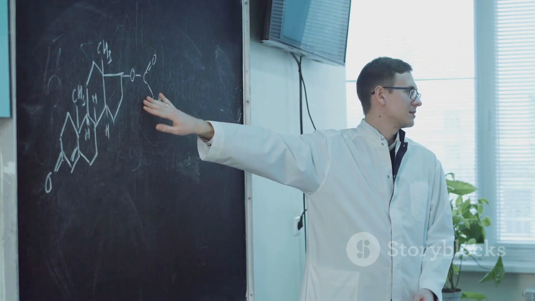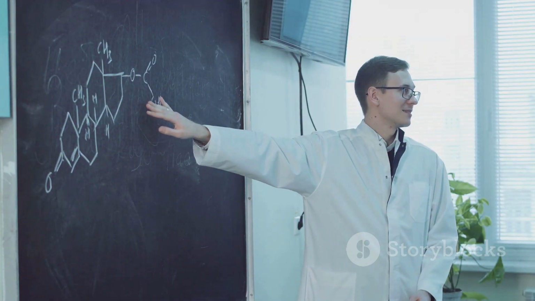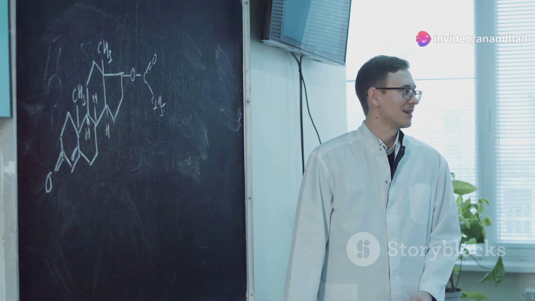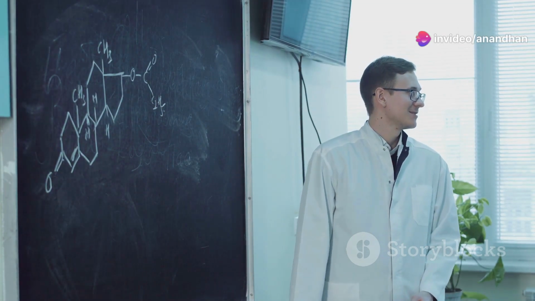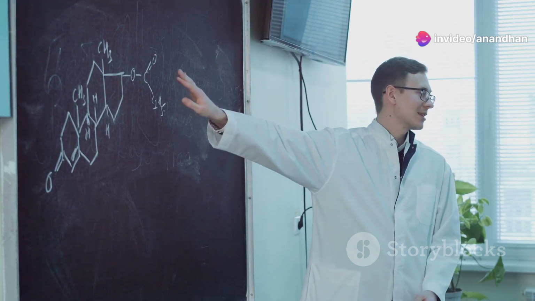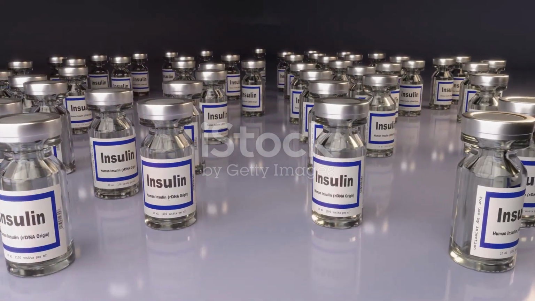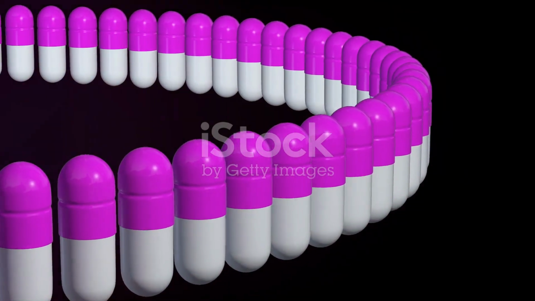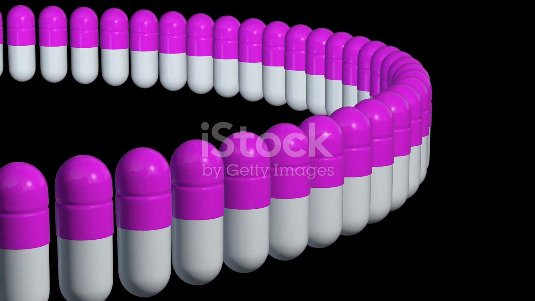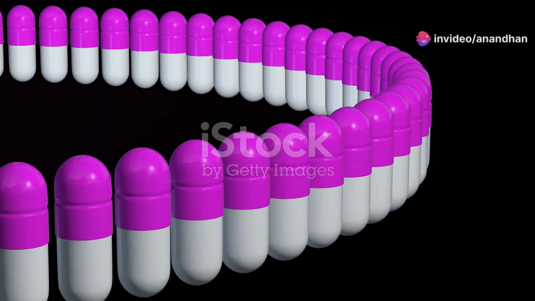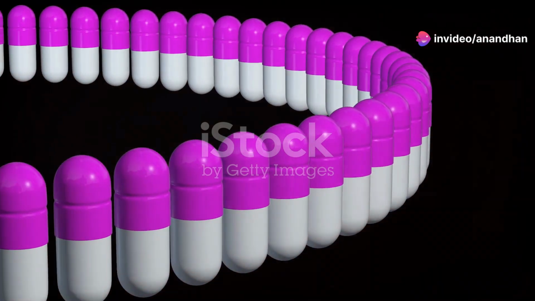Beyond their biological roles, polysaccharides have numerous industrial applications. They are used in the production of biofuels, biodegradable plastics, and as thickeners and stabilizers in the food industry. In the medical field, polysaccharides are used in drug delivery systems and as components of wound dressings due to their biocompatibility and ability to promote healing.